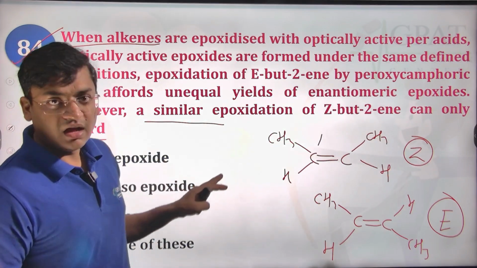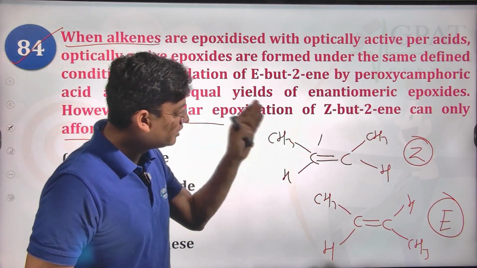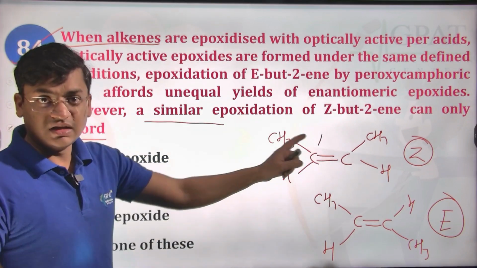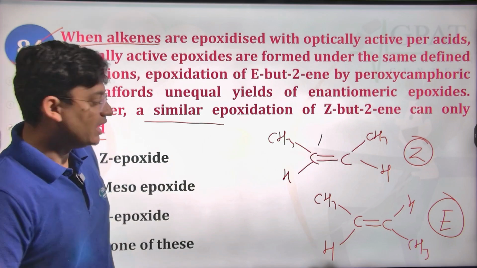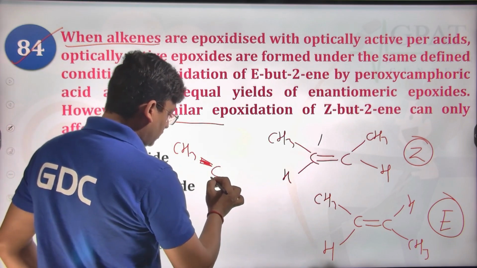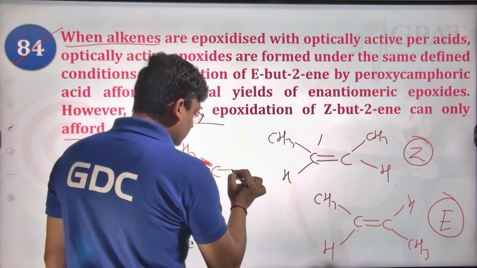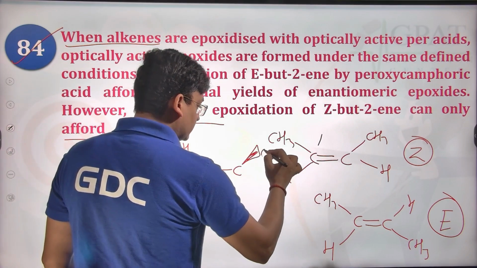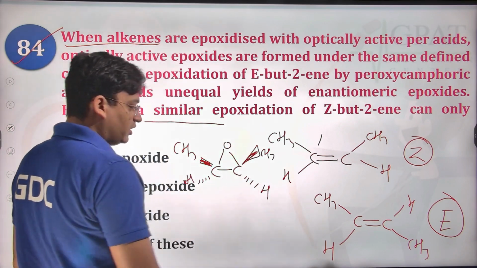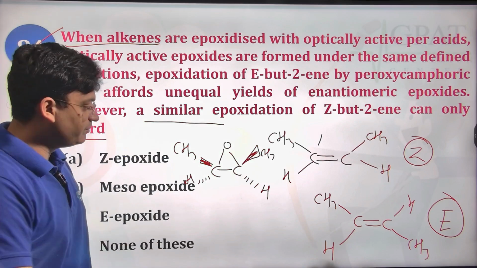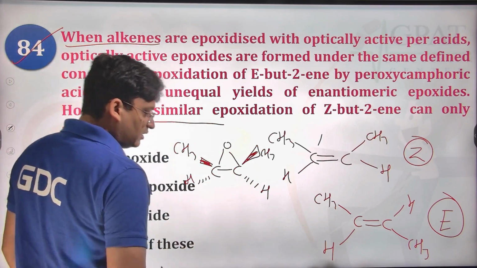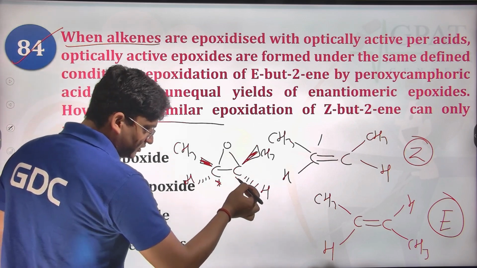So when we are breaking the pi bond and adding some groups over this pi bonded molecule, let's suppose we draw something like this, and next we also have this methyl group here and hydrogen, and we make a bond for the epoxidation with the peroxycamphoric acid. So this is the case that we are going to get. Here we have one chiral carbon here and one chiral carbon here.